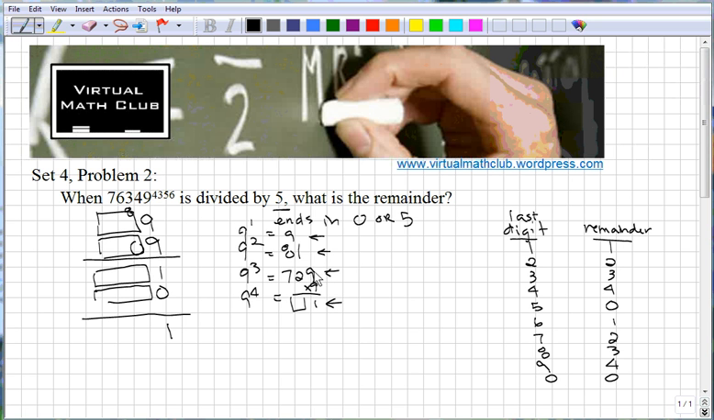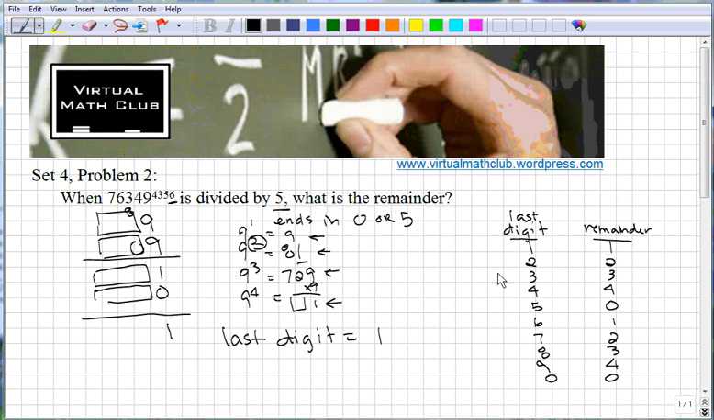So when you take 9 to any power, the last digit is either going to be a 9 or a 1. If it's an even power of 9, we get a 1. If it's an odd power, we get a 9. So you can see that this is an even power of something ending in 9. So the last digit of this big number, we don't know what the rest is, but we know that the last digit is 1 because it's an even power.